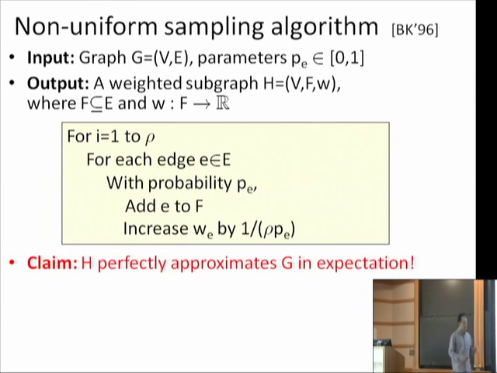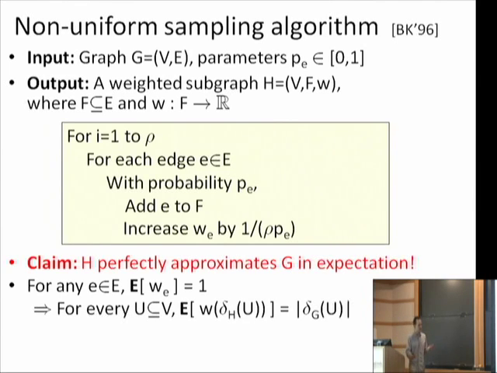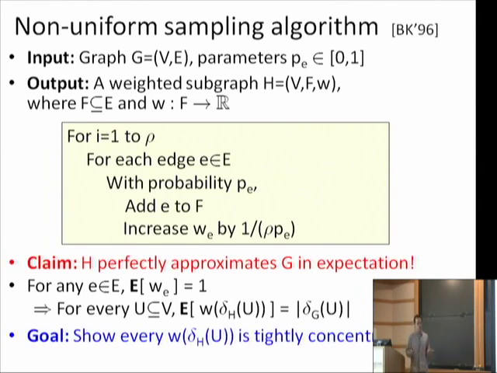So one thing to observe is that in expectation, everything is working out fine. For any particular edge e, its expected weight in the sparsifier is 1, because we're sampling it ρ times with probability p_e, and if we sample it, we increase its weight by 1 over ρ p_e. So by linearity of expectation, we could look at any subset of edges, any cut, and the expected weight of those edges is just equal to the size of the cut in the original graph. So in expectation, everything is fine. Now the difficulty is to show that all of these are close to their expectation. If we can get concentration for the weight of a sampled cut, then we can union bound over all cuts.